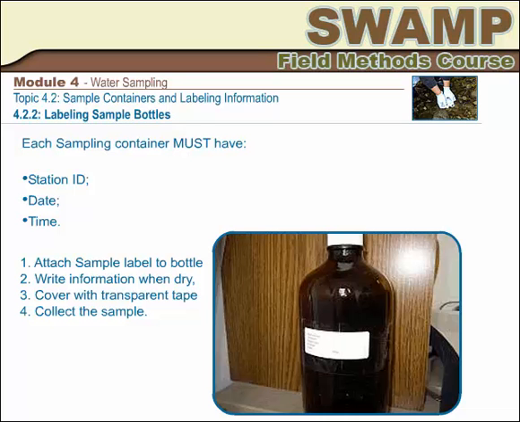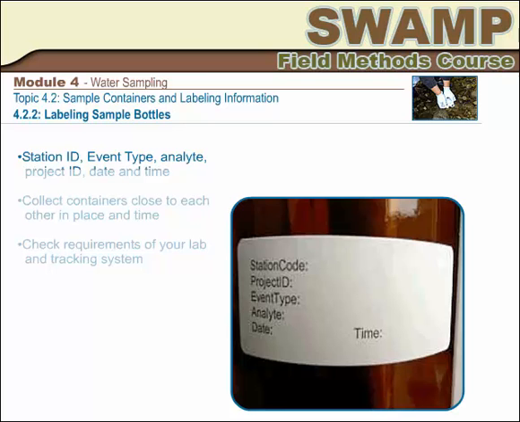If you want to do it the same way as SWAMP crews, contact them on how to fill out the label on each container with the station ID, formerly known as the station code, the event type, analyte, project ID, and date and time of collection. In most cases, SWAMP crews use containers that are pre-labeled.